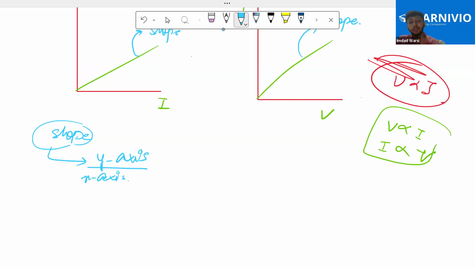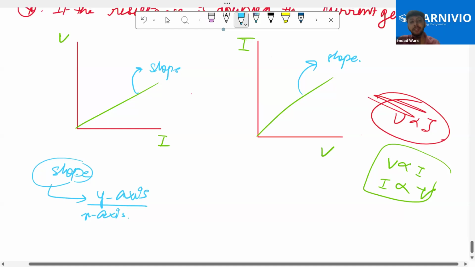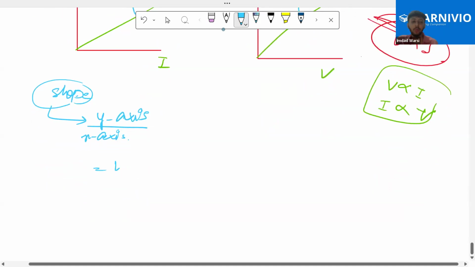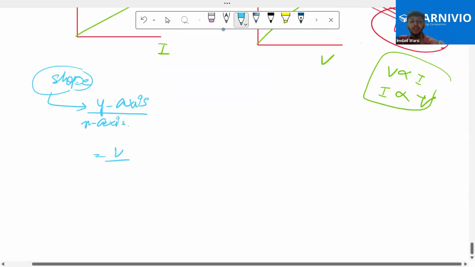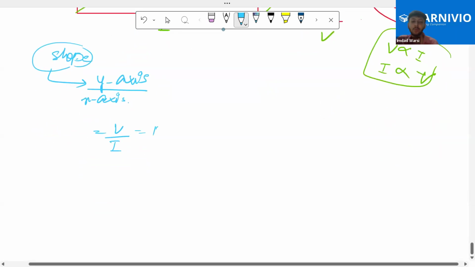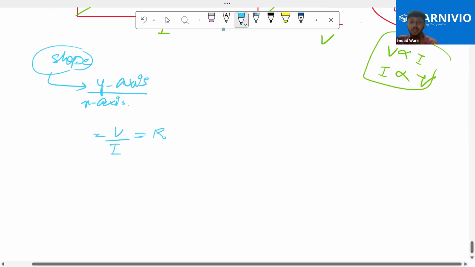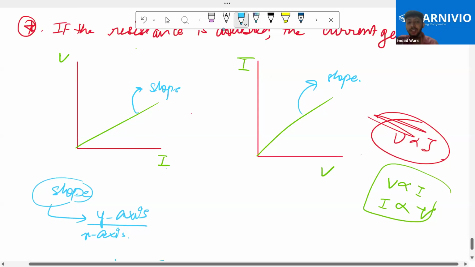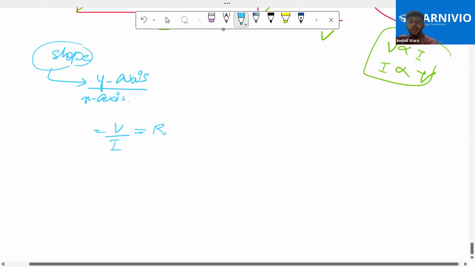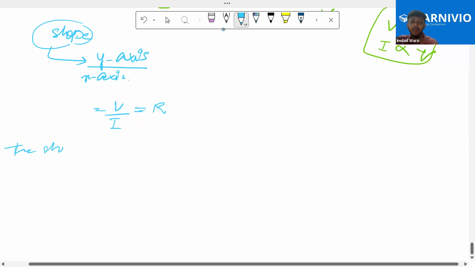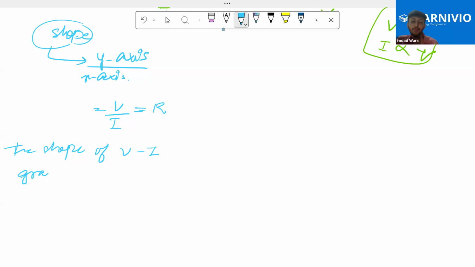Now in this graph, on the y-axis we have V, and on the x-axis we have I. So the slope is V upon I, which is equal to R. What was this graph? This was the VI graph. First we read V, then we read I. So the slope of the VI graph gives R, which is resistance.